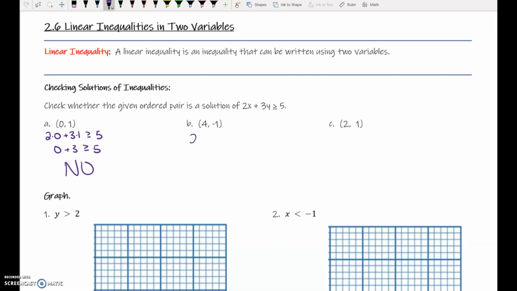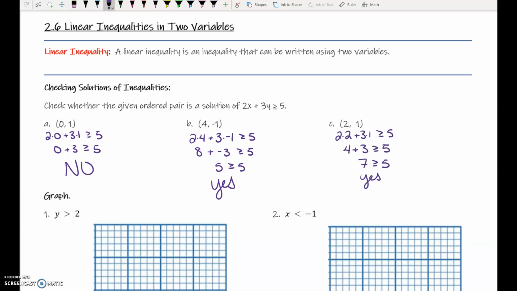Let's try B. 2 times 4 plus 3 times negative 1. 2 times 4 is 8. Negative 3. We've got 5 is greater than or equal to 5. Because it has that or equal to, yes, that is a solution to that inequality. So I want you to pause the video and try C on your own. And we find that yes, the point (2, 1) is a solution for that inequality.